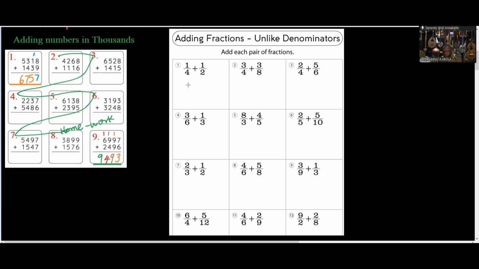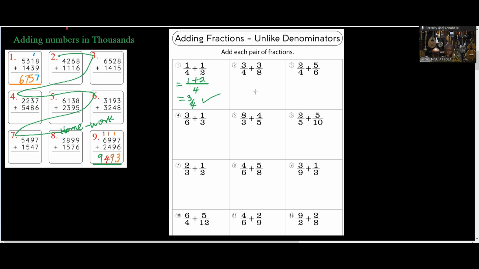For these fractions, we're going to check, are the denominators the same? No. So the bigger one is a multiple of the smaller one, so we'll pick it. 4 in 4, that's 1. 1 times 1, that's 1. And 2 in 4, that's 2. 2 times 1, that's 2. So our answer will be what? 3 over 4. Is this clear?